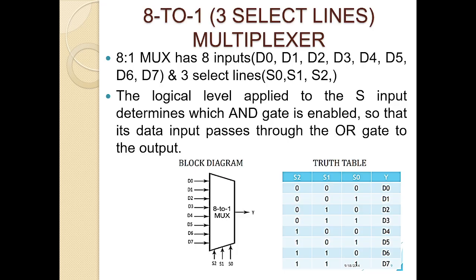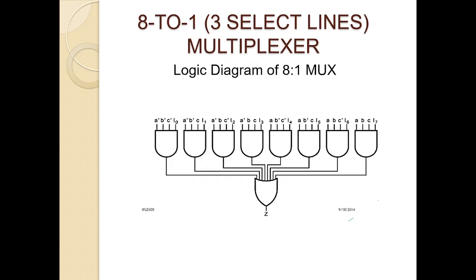Next we can consider the 8:1 multiplexer. In the 8:1 multiplexer, there are 8 inputs, D0 to D7, 3 selection lines, S0, S1, S2, and the output is Y. When the input is 0, 0, 0, the first input is connected to the output. When the input is 1, 1, 1, the last input is connected to the output. The 8:1 multiplexer logic diagram is shown here.